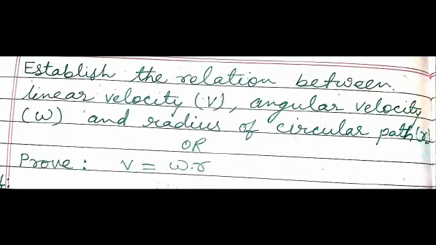Now we will establish the relation between linear velocity, angular velocity and the radius of circular path. So here is the question. Establish the relation between linear velocity v, angular velocity omega and the radius of circular path r. Or in other words, we have to prove that v is equal to omega r.